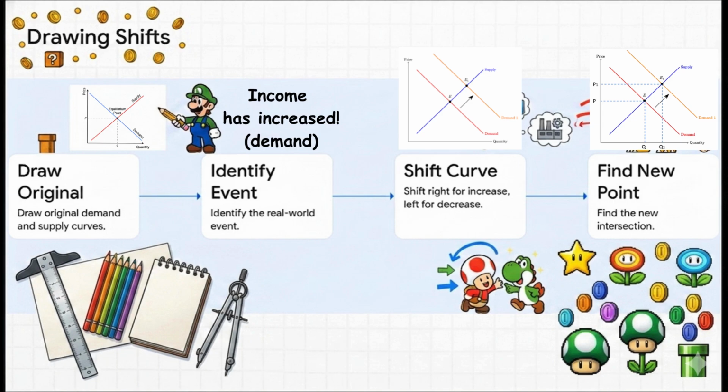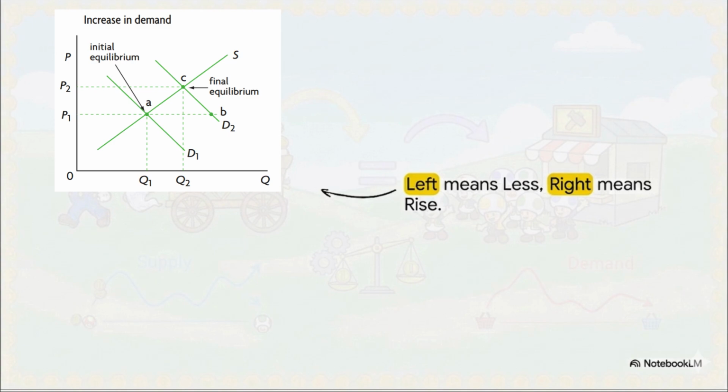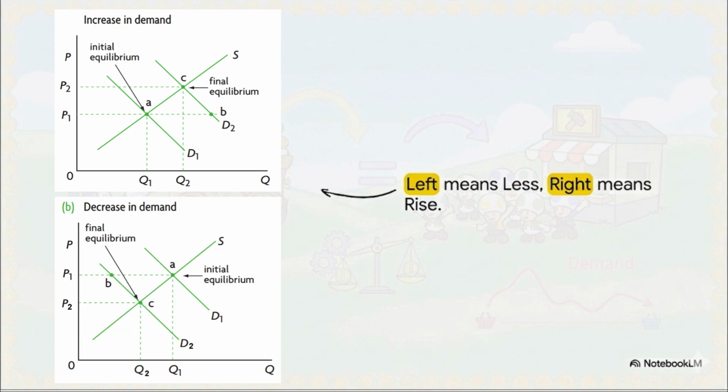And this right here brilliantly illustrates the golden rule of economics. A rightward shift means that more is demanded at any given price, so an increase in demand. But a leftward shift, that indicates less is demanded, which is a decrease. Just remember, left means less and right means rise. It literally is that straightforward.